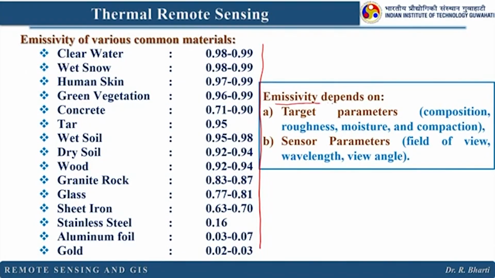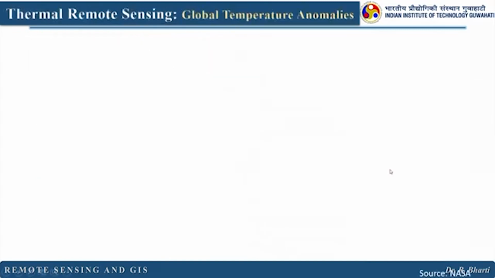So the emissivity depends on target parameters like composition, roughness, moisture and compactness, and the second one is sensor parameters, that is field of view, wavelength and view angle. Remember, I have already explained this in my previous lecture, where the importance of field of view, wavelength and view angle was explained. So once you have this information, you can easily find out the temperature anomalies, right?